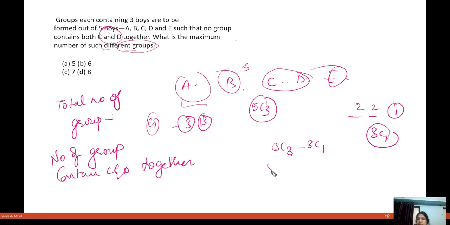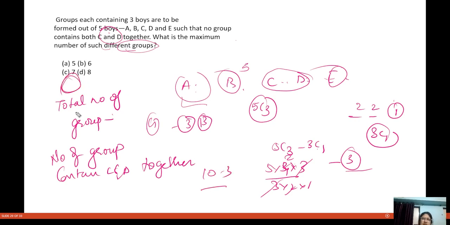So this will be coming to be what? 5 into 4 into 3 divided by 3 into 2 into 1. And the other can be done in how many ways? Only 3. 3C1 is 3 only, or you can do 3 divided by 1. So this is 3 and this will be 10. So 10 minus 3 is what? 7. So the total number of groups is 7. Very simple.